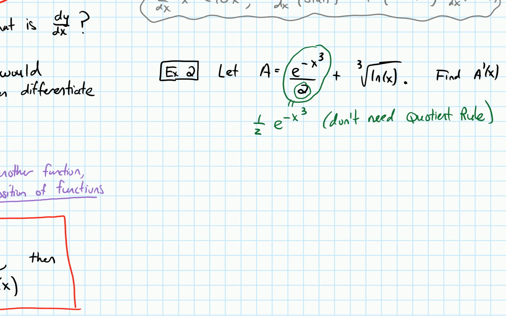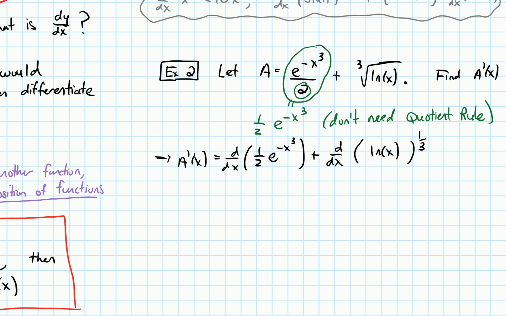So let's begin the process of taking this derivative. We need to take d dx of 1/2 e to the negative x cubed, and add that to the derivative of the next part. To take the derivative of the cube root of ln of x, it's going to be helpful to rewrite that cube root as a 1/3 power. So we're taking the derivative of ln of x to the 1/3 power.